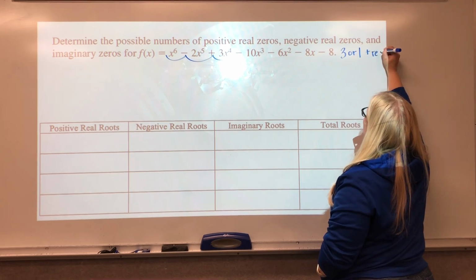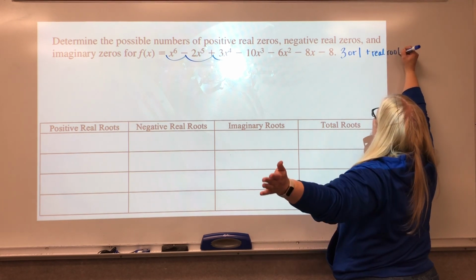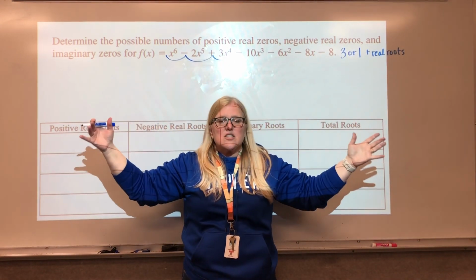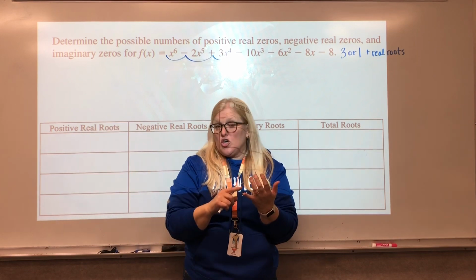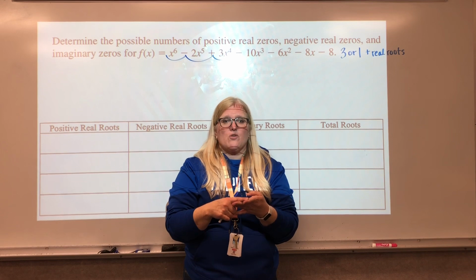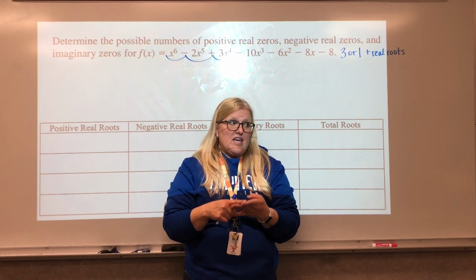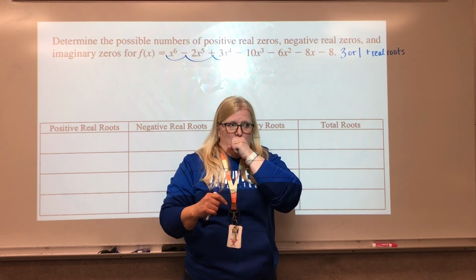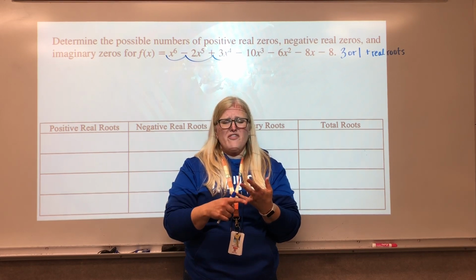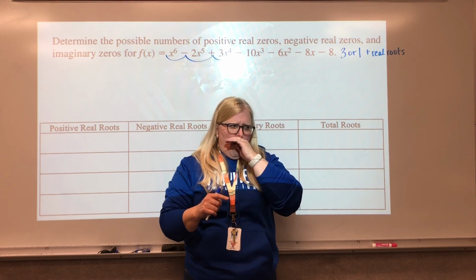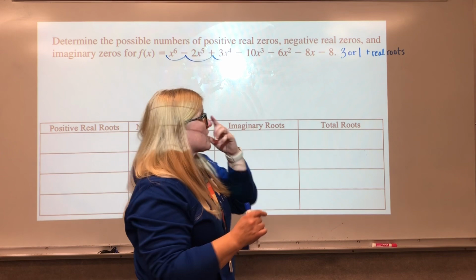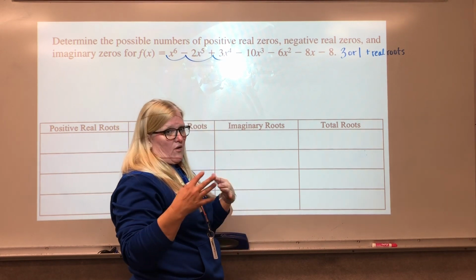So if I had a super long polynomial and there were 6 sign changes, there could be 6 or 4 or 2 or 0 positive real roots. If there were 7 sign changes, there could be 7 or 5 or 3, excuse me, or 1. All right, so that's how that works. And then I'll show you on this little table how it all fits together.